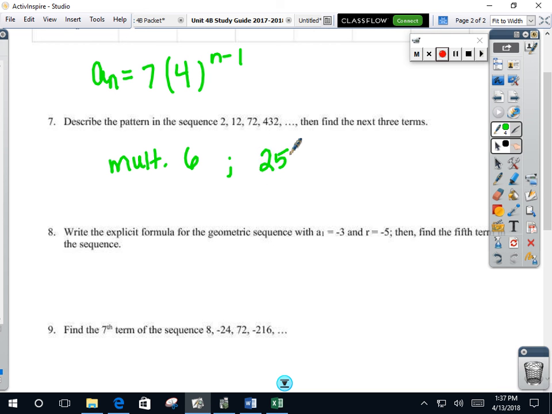Does everybody know how she got that? Just 432 times 6. And then the next one would be, right? And then the last term would be, right. Okay, so that should be an easy one on Monday's quiz.